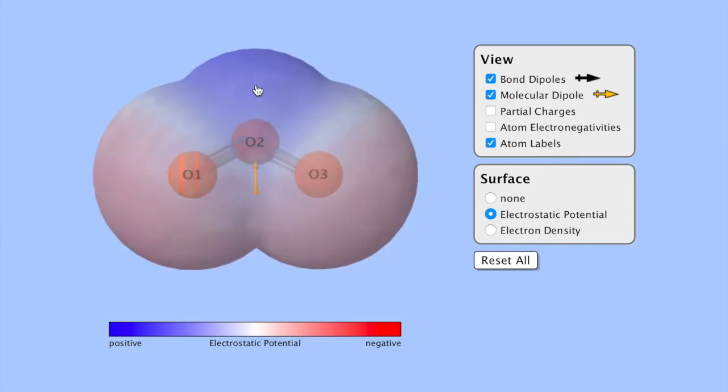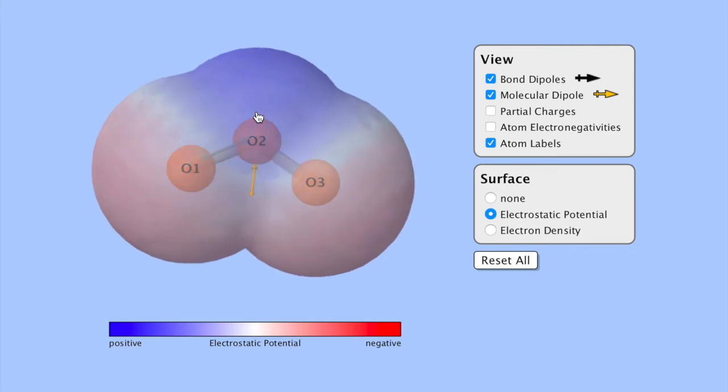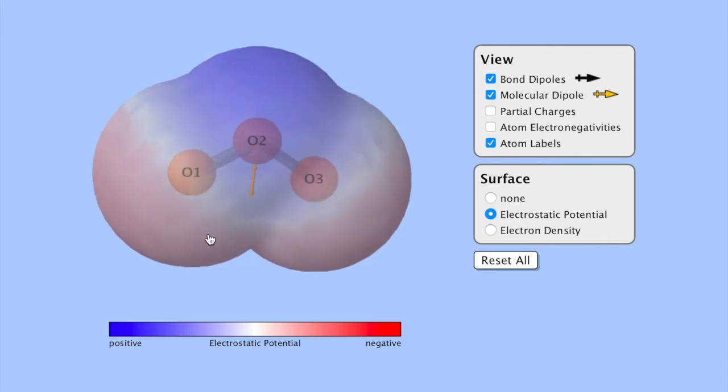Ozone, you might think would be nonpolar because everything's oxygen, but because it's bent, you get an uneven distribution of the electrons. So it's impossible for a bent molecule to be nonpolar. All right, so we have a little more positive charge up here and more negative down here.